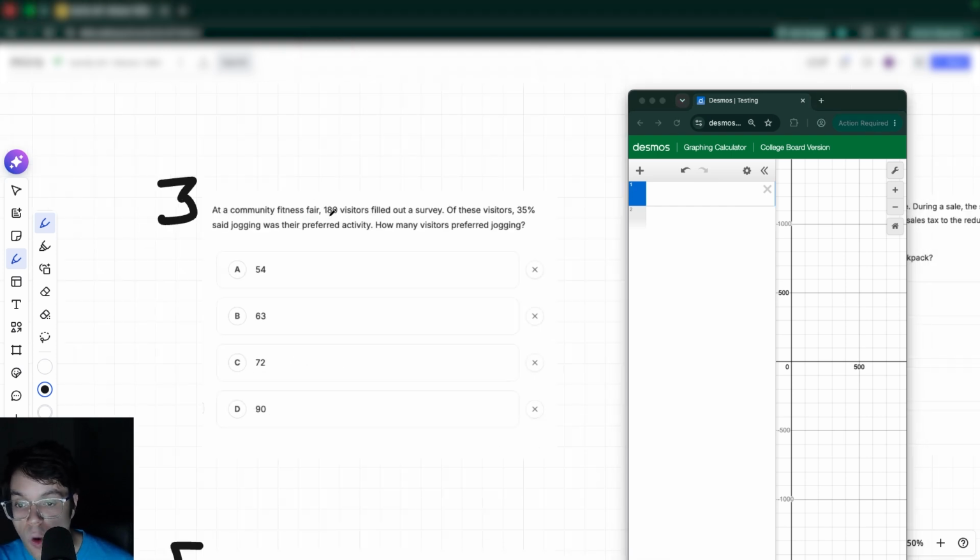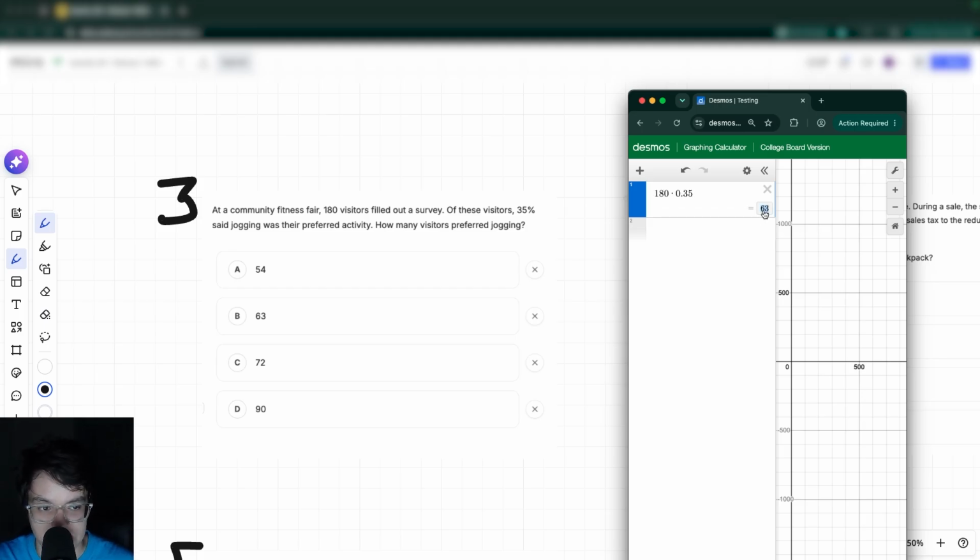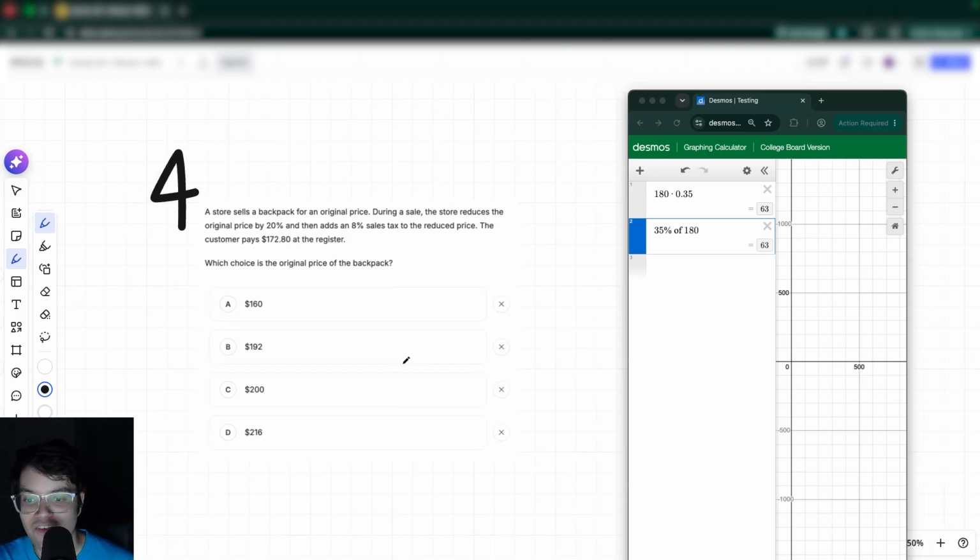Community Fitness Fair, 180 visitors filled out a survey. Of these visitors, 35% said jogging was their preferred activity. How many visitors prefer jogging? So again, I can just do 180 times 0.35, and that just gives me 63. If I want to prove this, I could also put 35% of 180. 63 again.